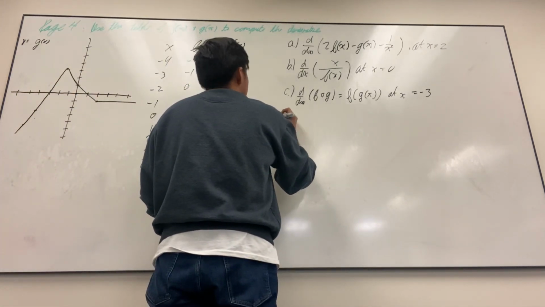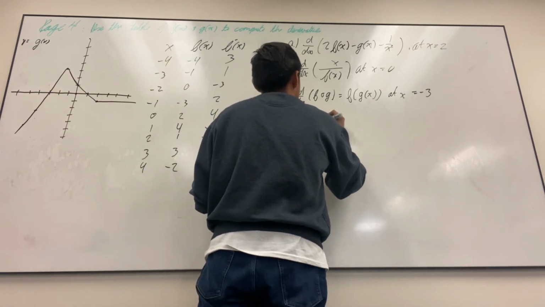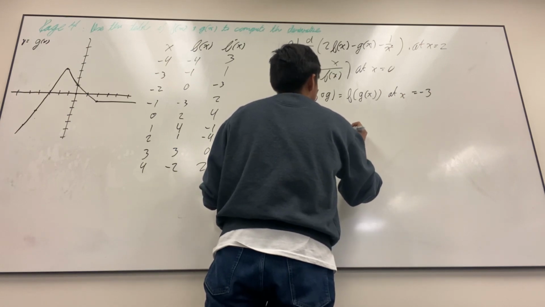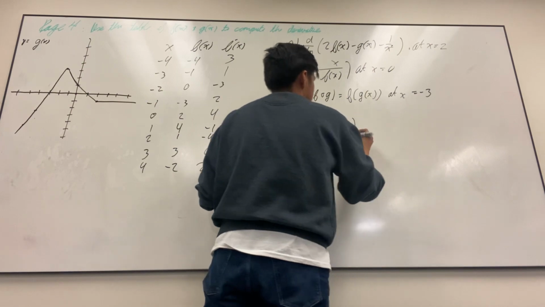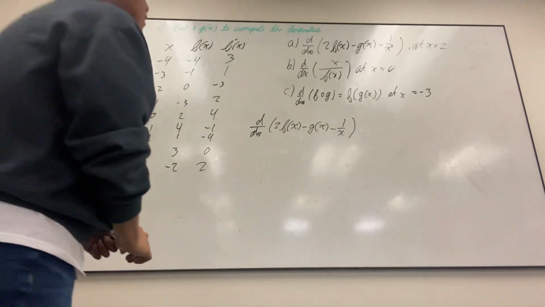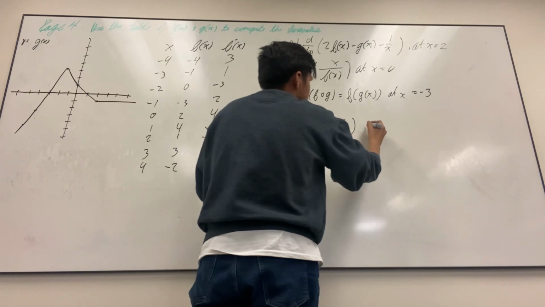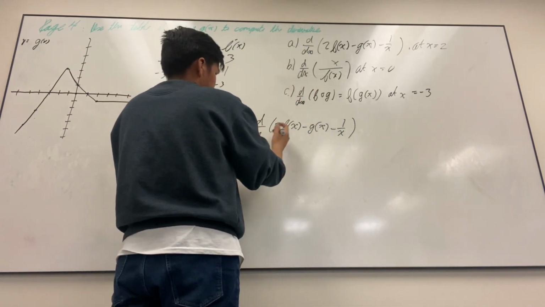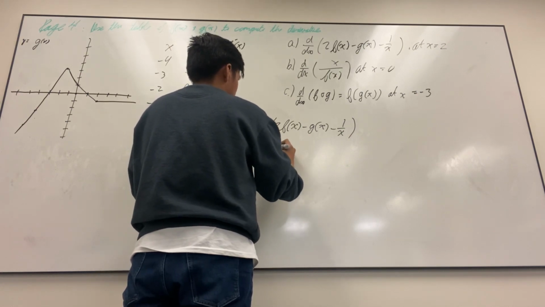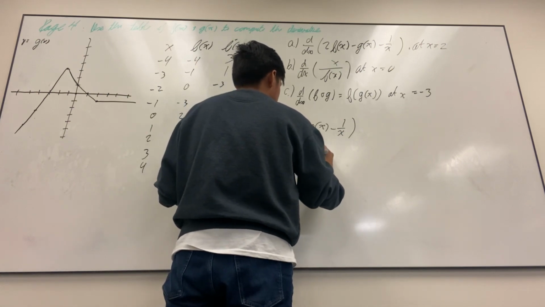So d over dx of 2f of x minus g of x minus 1 over x. Let me double check that real quick. It should be 1 over x. Yep, 1 over x, it should be squared. Okay, at x equals 2. So for this one we find the derivative. This would be 2 times f prime of x minus g prime of x.